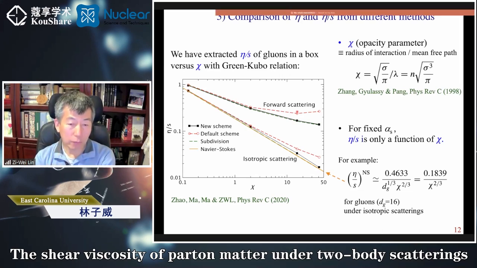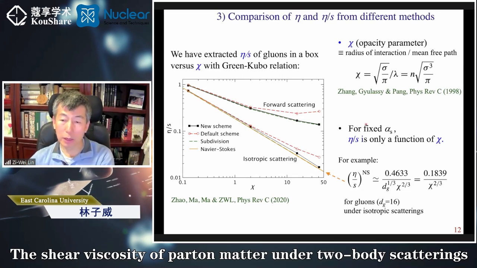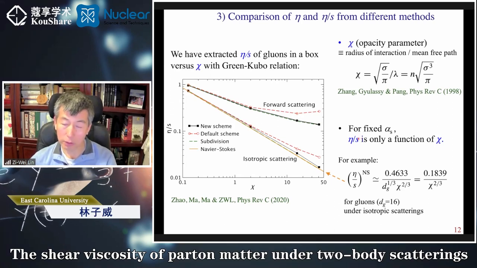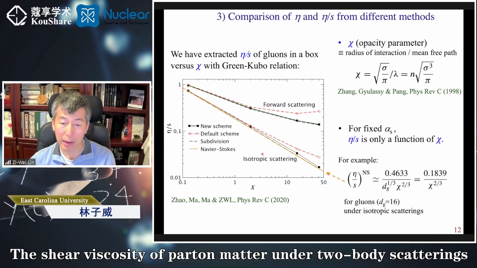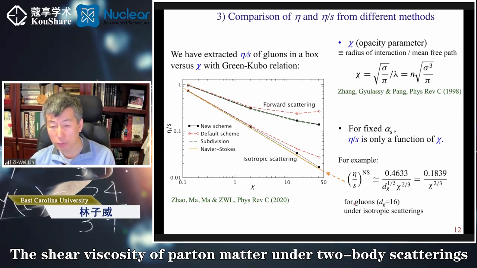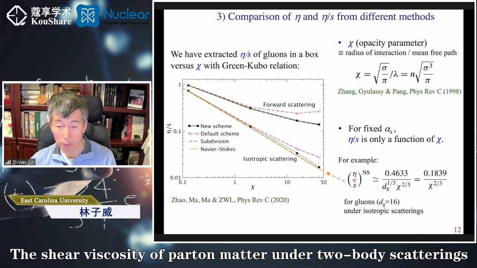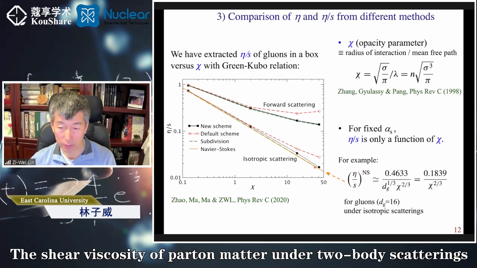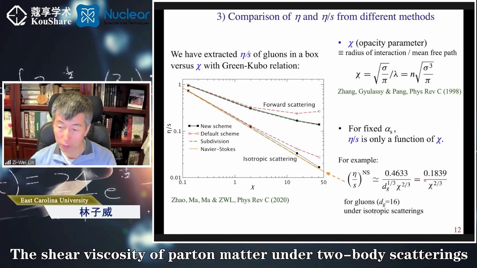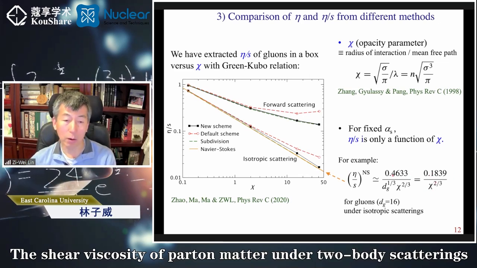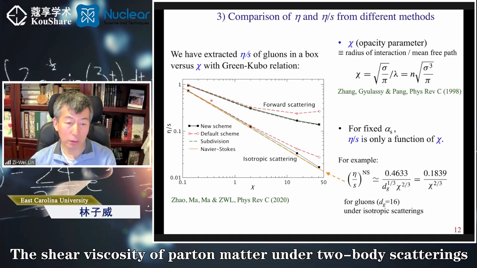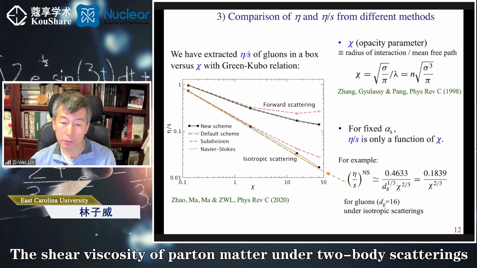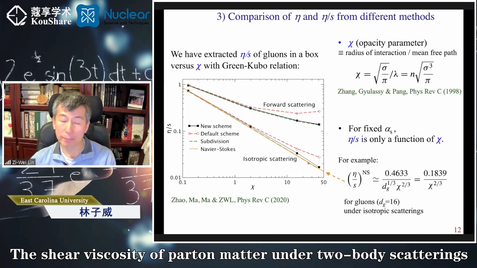And we plot it as a function of chi. Also, there is a reason for doing that, because if alpha_s is fixed, which is the case for our calculation, then one can show that eta/s is only a function of this parameter chi. For example, for isotropic scatterings of gluons, the eta/s from the Navier-Stokes method is just some number divided by chi to the 2/3 power. And that's why in this log-log plot it is a straight line, this orange straight line.